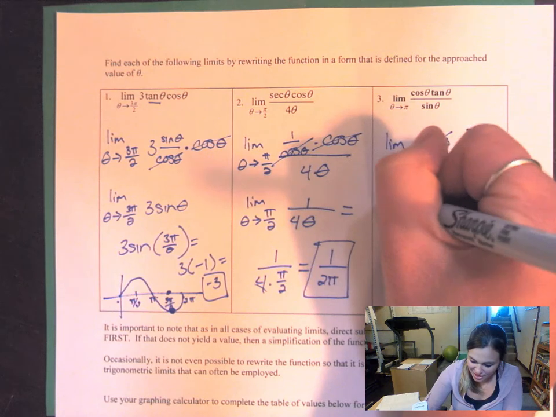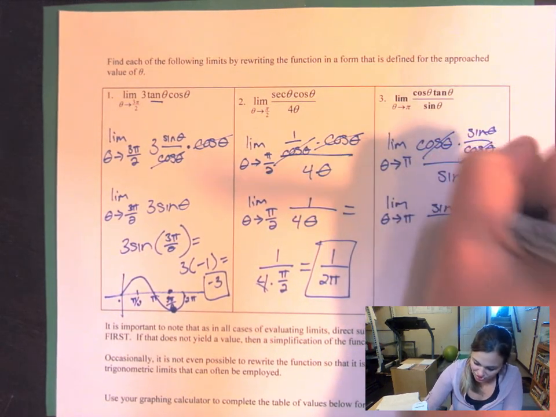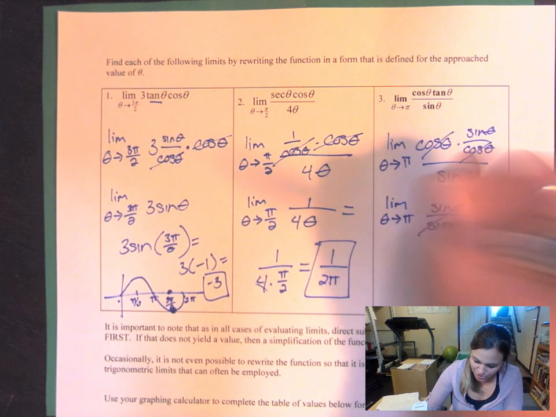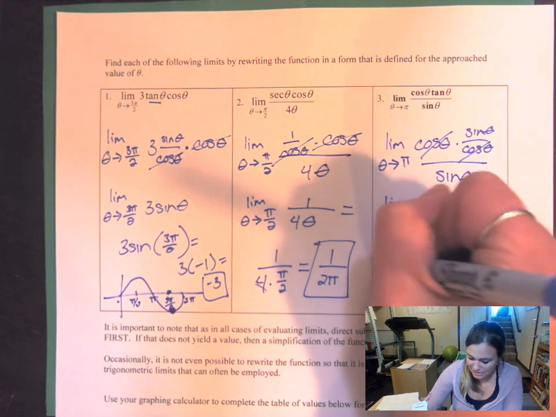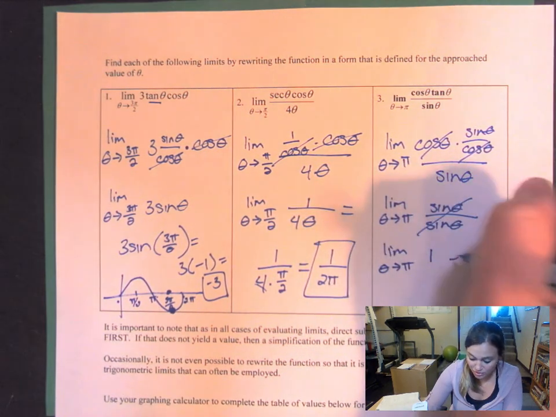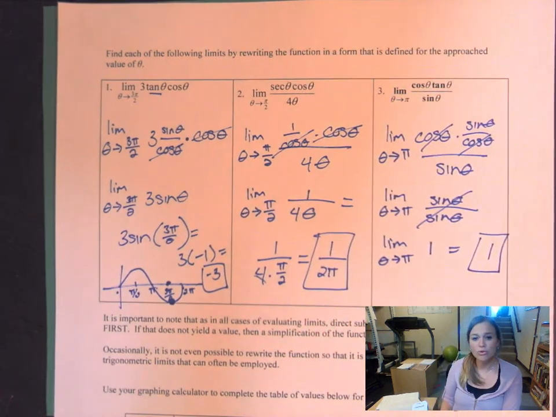But then look at that. Got sine of theta over sine of theta. That goes away too. Like, what am I left with? That would be the same as the limit as theta approaches pi of 1, which, as with any constant, we would get 1. Woo woo! We did it. Okay, move right along.